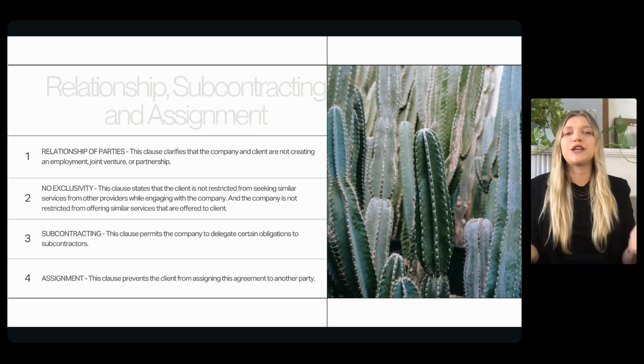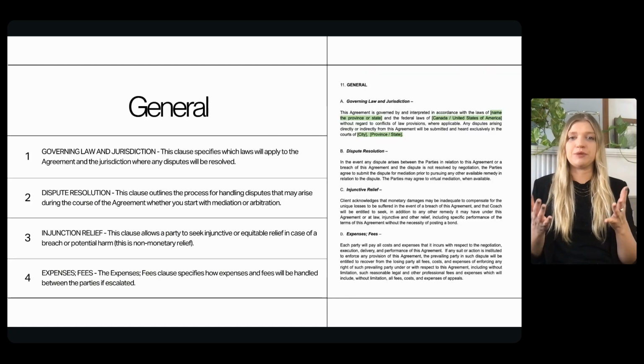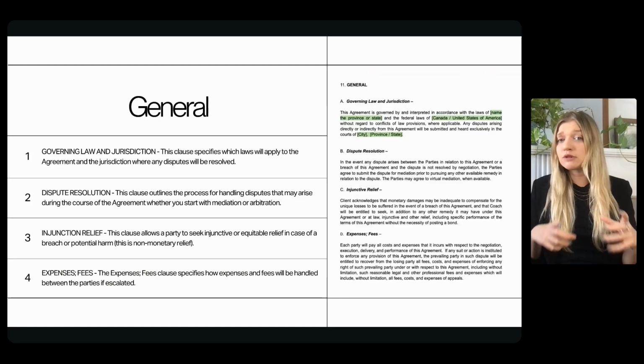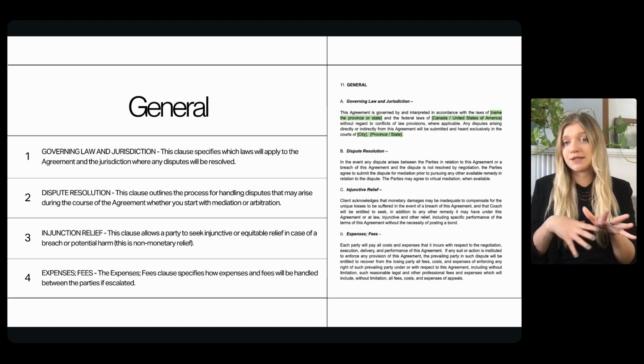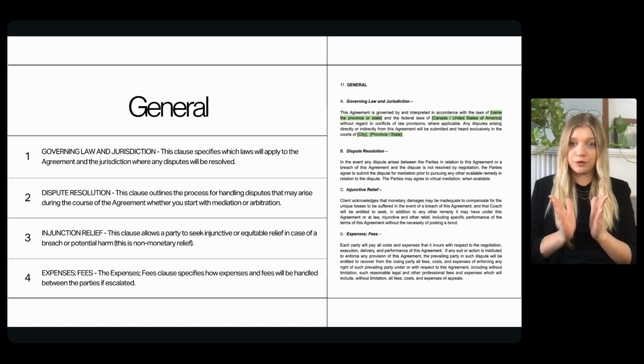And we have finally reached the general terms in the agreement. You know those terms at the very bottom of an agreement that a lot of people don't read very thoroughly and tend to simply copy and paste over? They're actually really important.